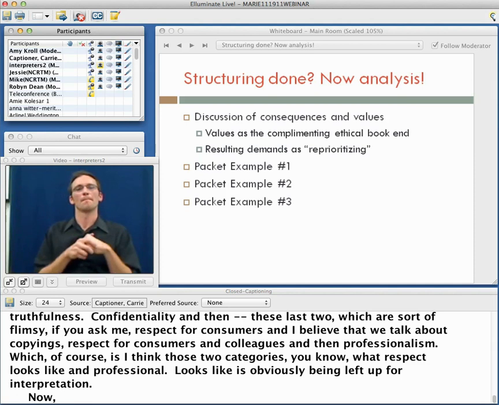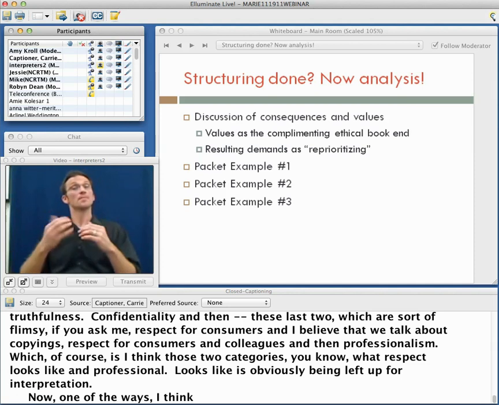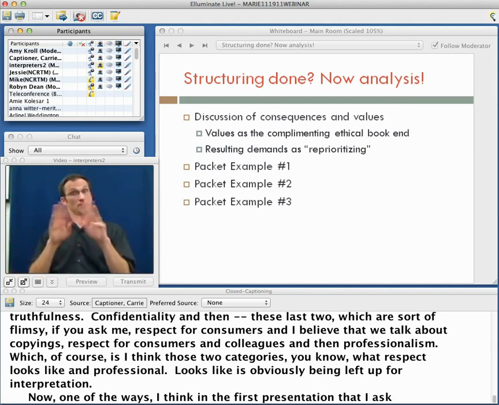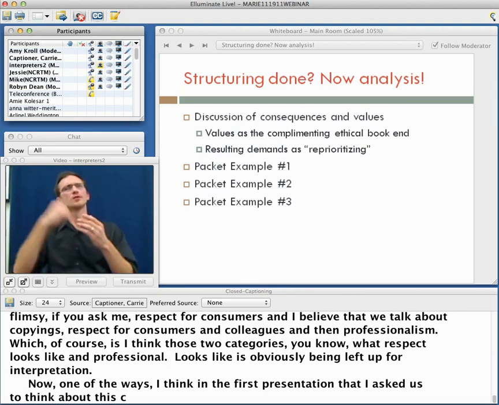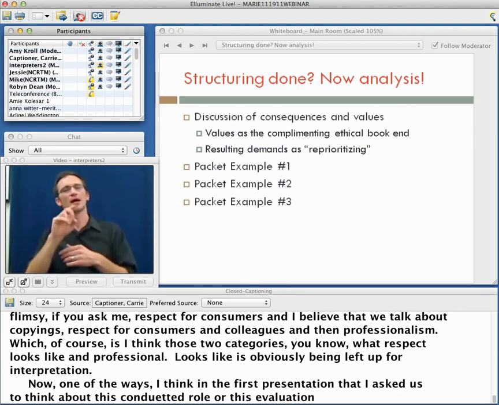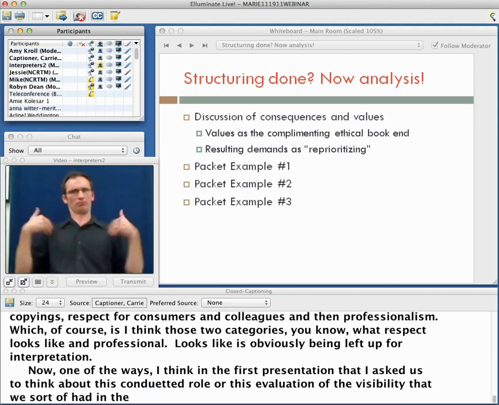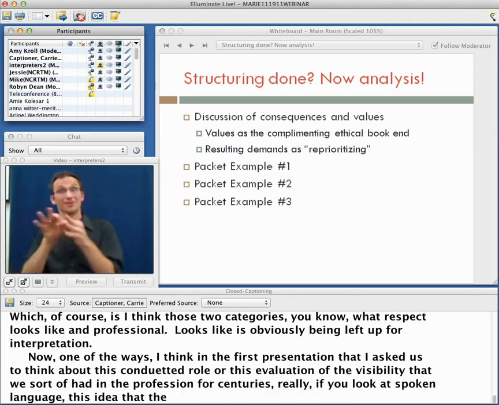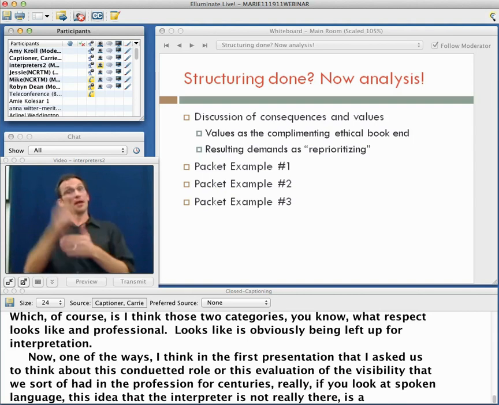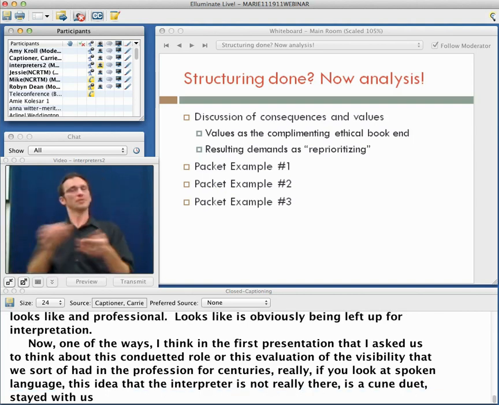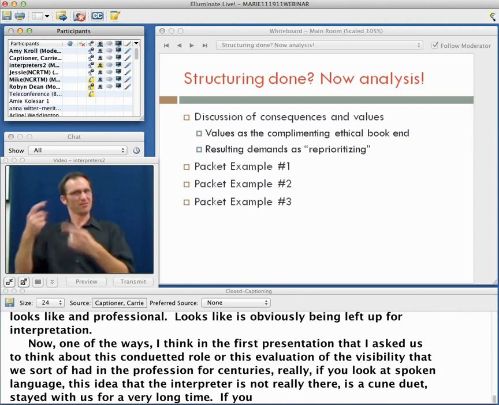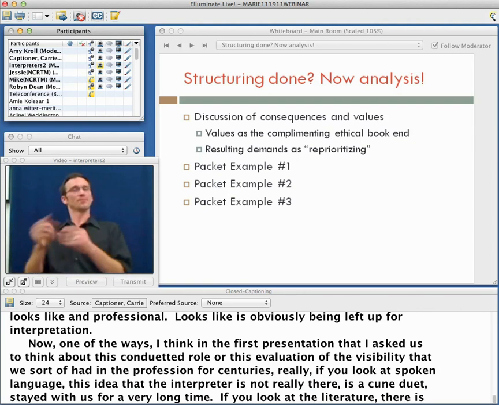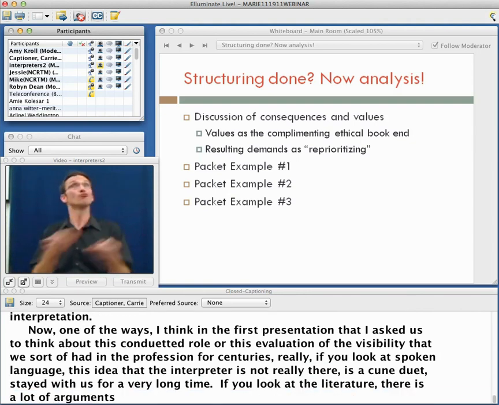Now, one of the ways, I think, in the first presentation that I asked us to think about this conduit role or this valuation of invisibility that we've sort of had in the profession for centuries, really, if you look at spoken language interpreting, this idea of the interpreter's not really there, or the interpreter as a conduit, has stayed with us for a very long time. And many of us, if you look at the literature, there's a lot of arguments against this mentality, and yet it's something that still is quite pervasive.